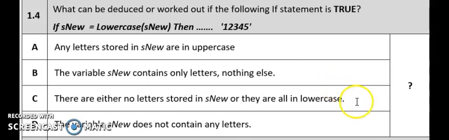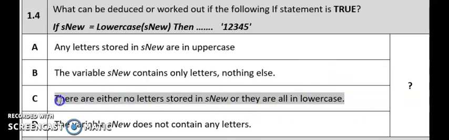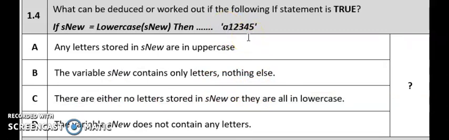And lo and behold, that's number C. There are either no letters stored in there, or they are all in lowercase. Or a mixture, obviously. So if I have that, and I take the lowercase version, it's still going to come out the way it was originally. So that's a nice extended thinking. Sometimes you've got to think beyond the example that you've come up with, because you've got to think, okay, when will it work, but when will it not work?